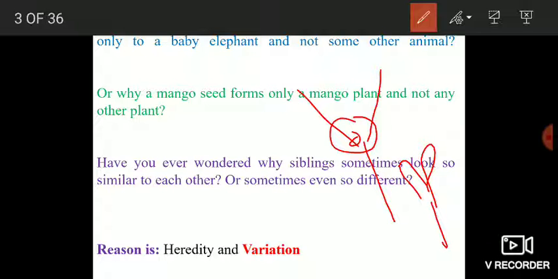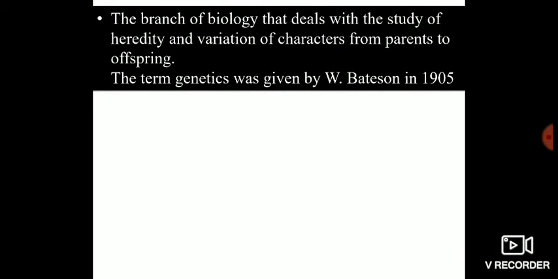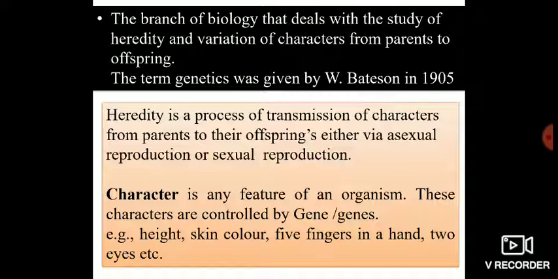Sometimes you will see the siblings or offsprings of parents are very much similar to each other, and sometimes they are so much different from each other. The reason for all these questions is heredity and variation. So we will study what is heredity and variation. That branch of biology which deals with the study of heredity and variation of characters from parents to offsprings is known as genetics. The term genetics was given by William Bateson in 1905.